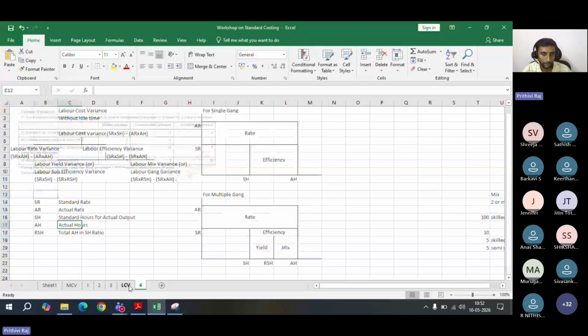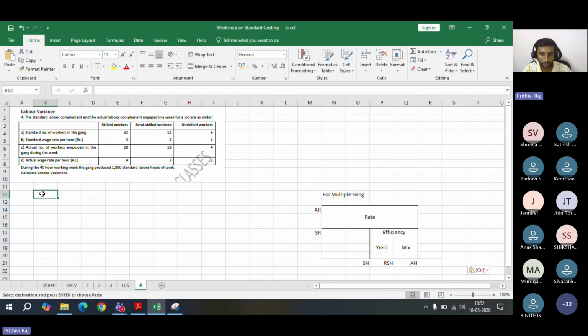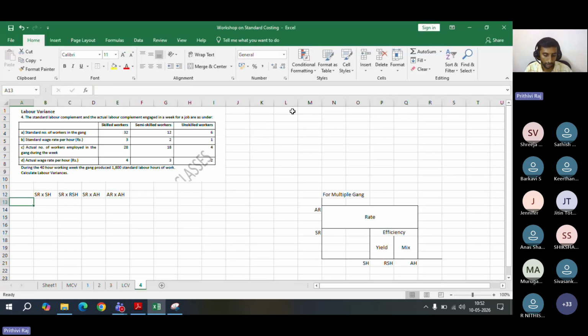Now let's solve the sum. This is multiple gang, so I put the graph here for ease of understanding. First, a table combining everything: SR into RSH, SR into SH, then SR into AH, and last AR into AH. There are three categories: skilled, semi-skilled, unskilled.